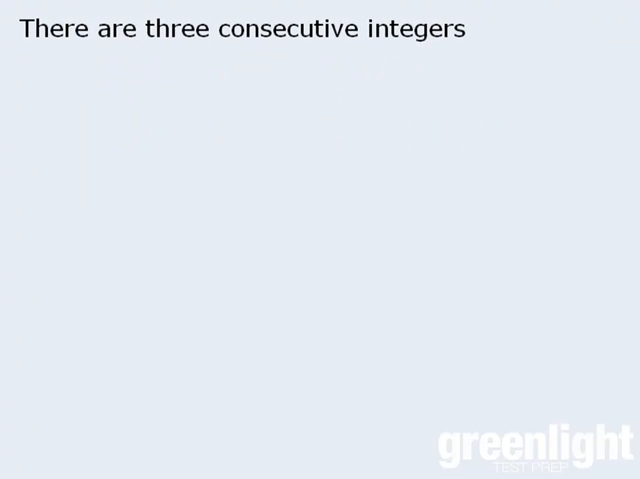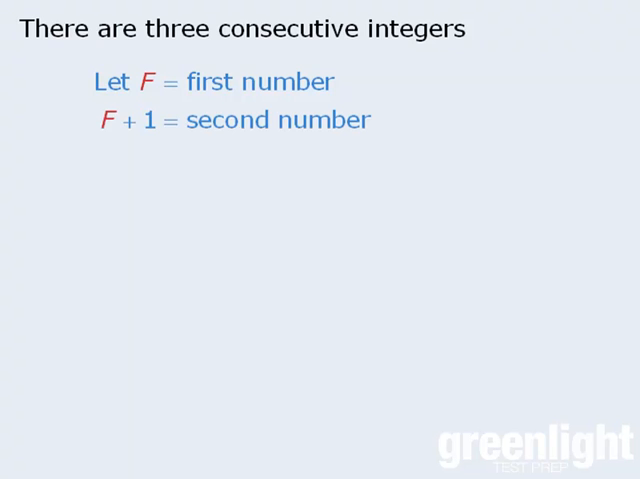To represent each of these 3 integers, let's let f represent the first number since it must be the smallest. Since we are dealing with consecutive integers here, each number is 1 greater than the number before it. So the second number will be f plus 1, and the third number will equal f plus 2.